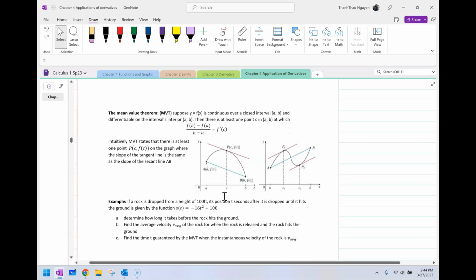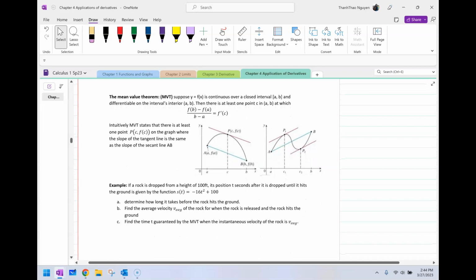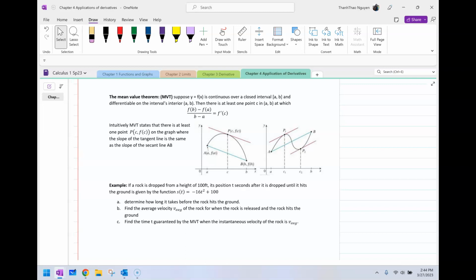The mean value theorem. Suppose that y equals f of x is continuous over a closed interval [a, b] and differentiable on the interior of the interval (a, b). Then there is at least one point c in (a, b) at which f of b minus f of a divided by b minus a equals f prime of c. So we're saying that we can find a secant line that is parallel with the tangent line of the function at a certain point. Okay.